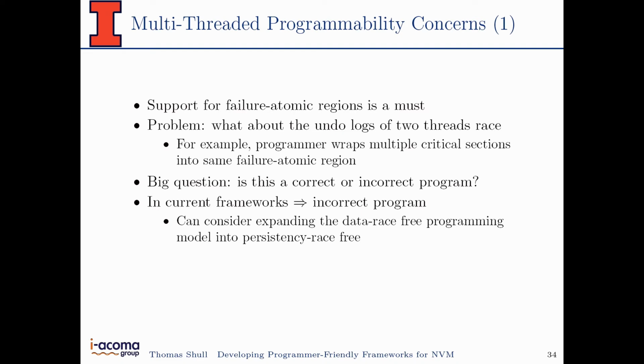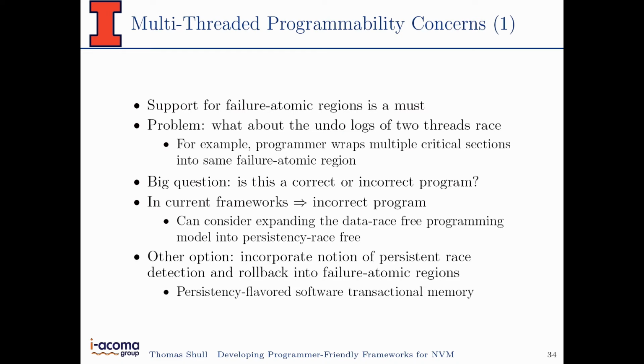To do that, a new model has to be proposed where you have to consider persistency race-freedom on top of data race-freedom. The alternative is that you could do something like STM and incorporate some notion of persistent race detection and failure atomic regions into the code. And maybe because of this, it may make it easier for the programmer. But I don't know.